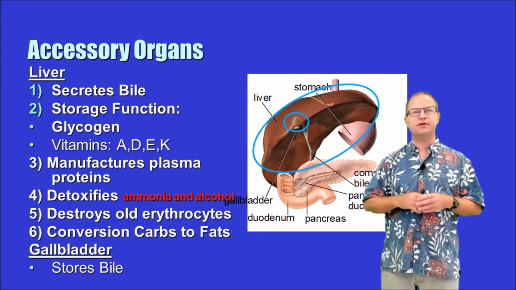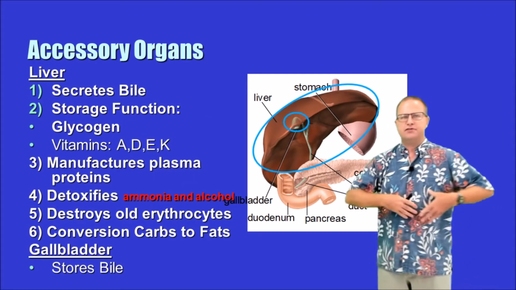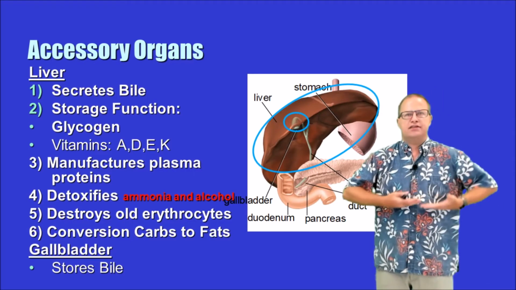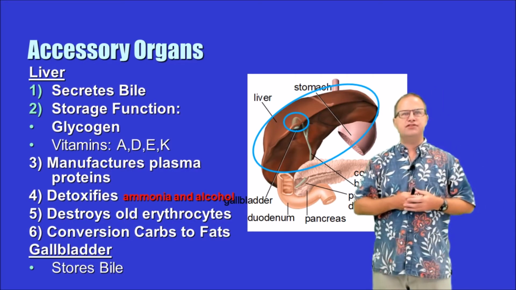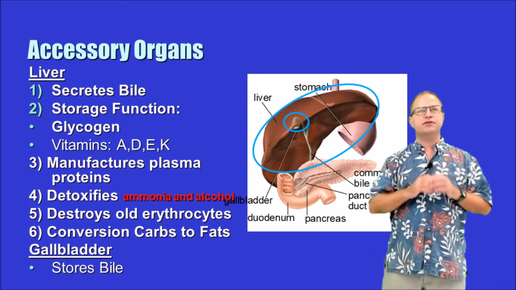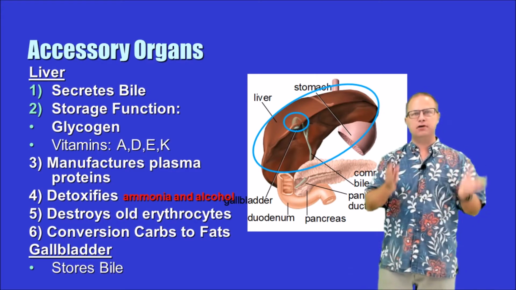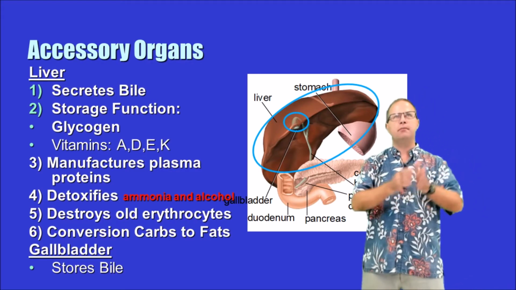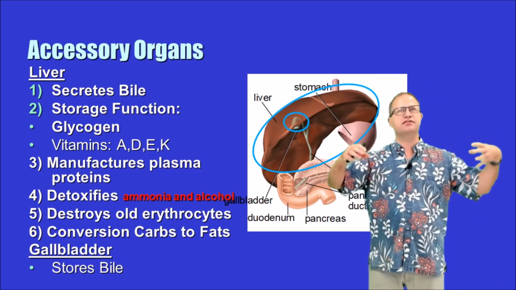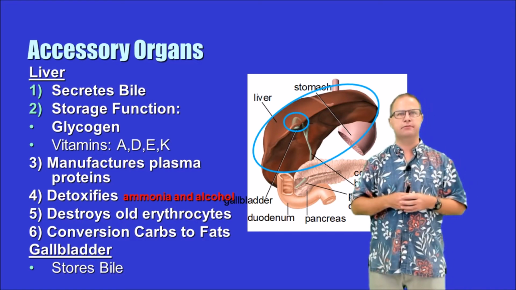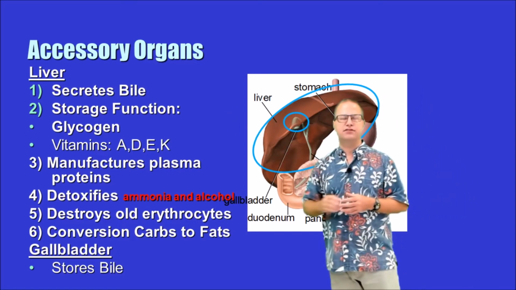Our next accessory organ here is the liver, and the liver is one of the largest internal organs. It sits just above your stomach, and it's right there below your rib cage. And so it does a lot of things. It secretes bile, and bile is not an enzyme, but it's an emulsifier, right? It helps to emulsify fats or break them down into smaller globules so that our lipase enzymes can continue to break them down.